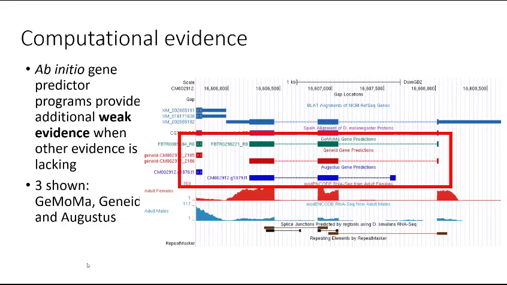Finally, computational evidence is our weakest form of evidence. This includes information from programs that have been written to predict the location of genes in newly sequenced species. These are called ab initio gene predictor programs, and these should really be used only when other evidence is lacking or as backup evidence. There are three different tracks that are displayed here. Gamoma, Gene ID, and Augustus are all different gene prediction programs. And you can see that these three do not agree with each other where that particular gene may be found in this region of the genome.